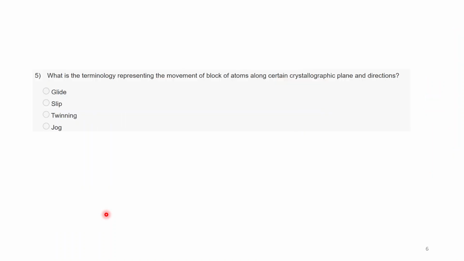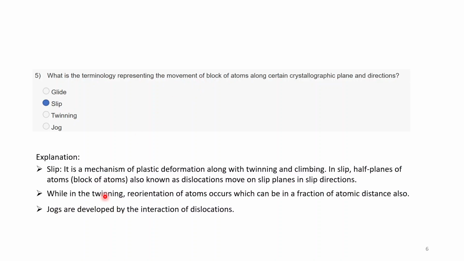The next question is, what is the terminology representing the movement of a block of atoms along certain crystallographic planes and directions? The options are glide, slip, twinning and jog. The answer will be slip. The movement of a block of atoms is for movement of dislocation. Slip can be defined as a mechanism of plastic deformation along with twinning and climbing. In slip, your half planes of atoms, which is known as a dislocation, move on slip planes and slip directions.